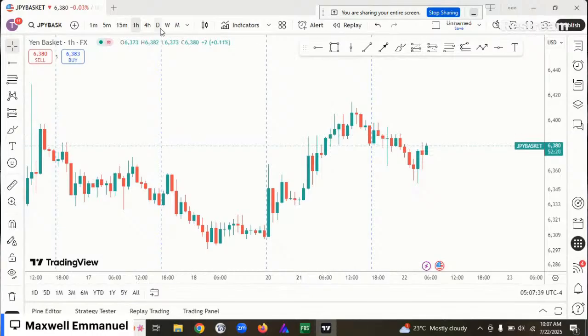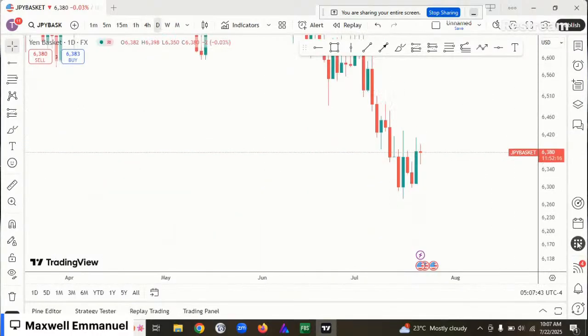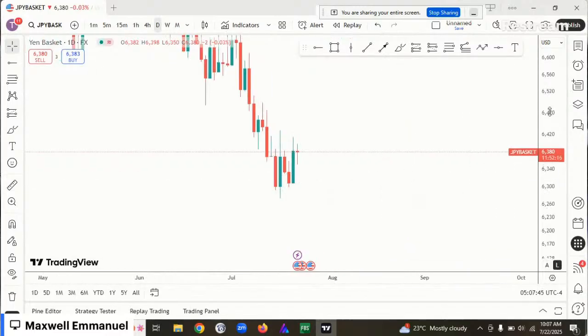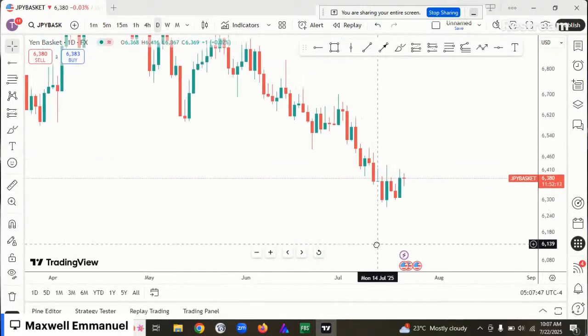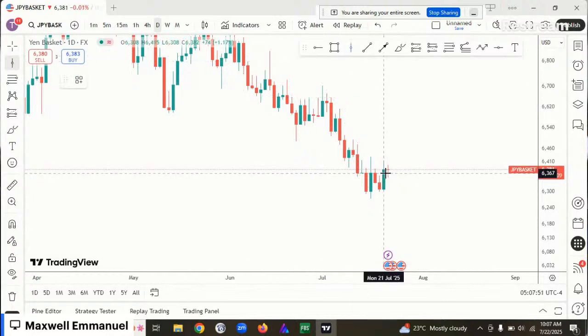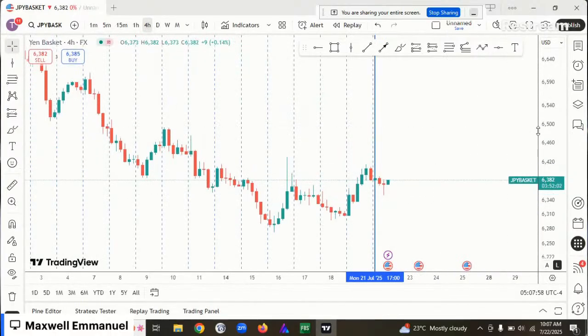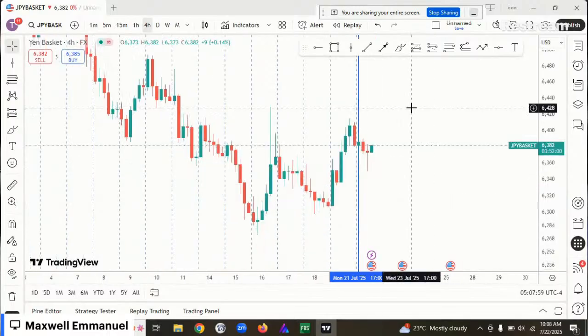Okay, so let's start with the daily time frame. Yesterday's candle on yen was bullish. And after the close of yesterday's candle, you can see the pattern we had on 4 hour. So this tells me yen is bearish.